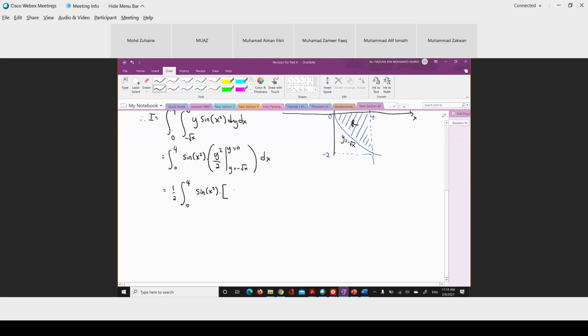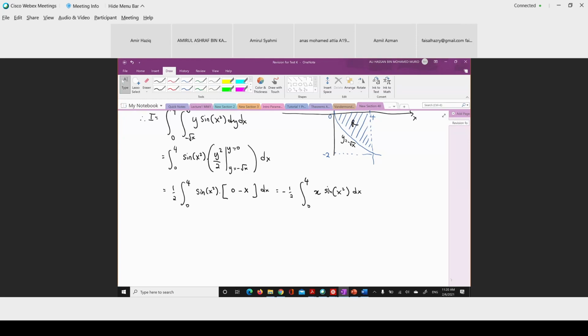When y is 0, it's 0. When y is minus square root x, it is x squared, right? X squared dx. I'm sorry, it is not x squared, it is x. When y is minus square root x, y squared is equal to x. So this is the same as, I pull out the minus sign. So now the integral reduces to a single integral here.